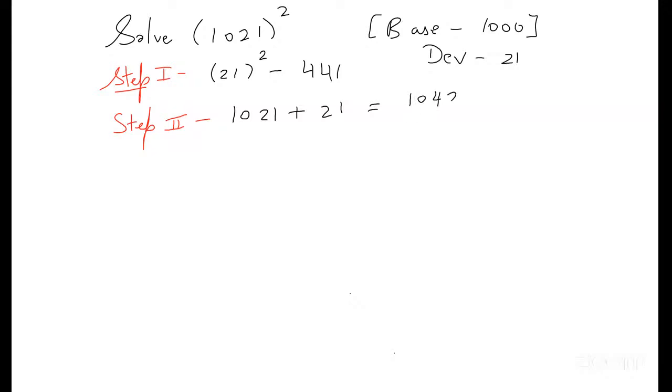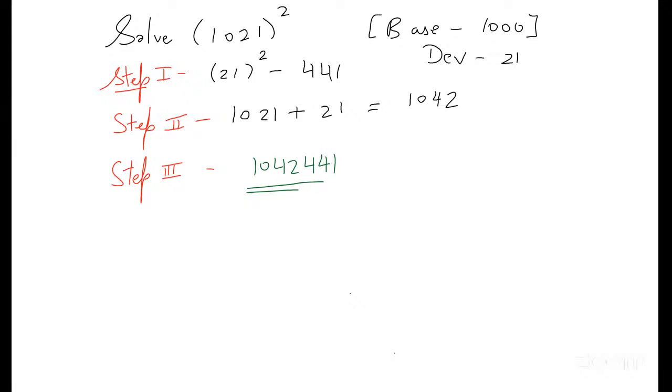1042. Final step, put them together. You put them together, so the answer is 1042441. Yes, that is correct. 1042,441 will be the square of 1021.